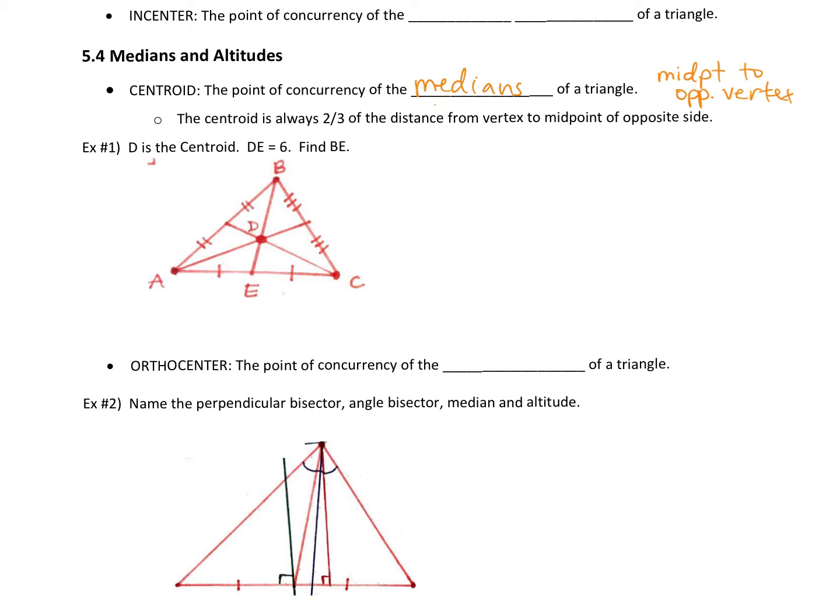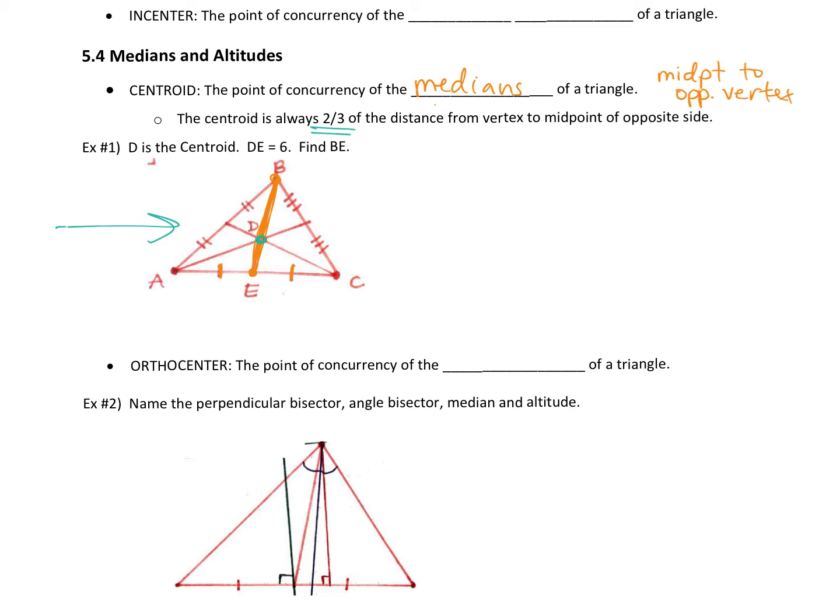What's a median? From the midpoint of a side, so like E is the midpoint down here, connected to the opposite vertex, so connected to B. So this orange line is a median. Okay, this is the super cool thing about medians, centroids really. If you take three medians and you draw them, like you see here, the centroid is always 2/3 of the distance from vertex to midpoint.